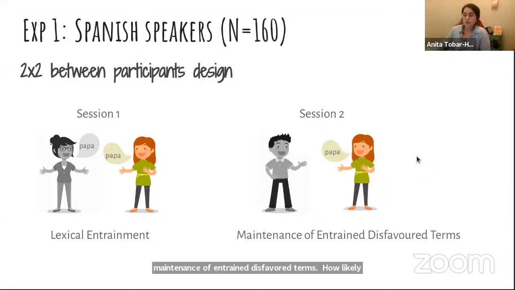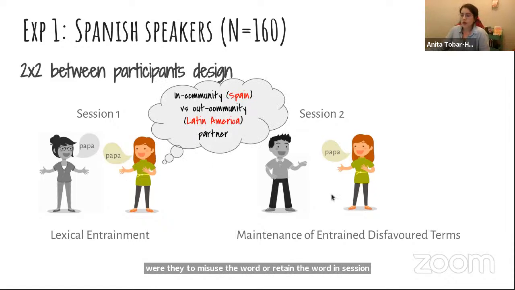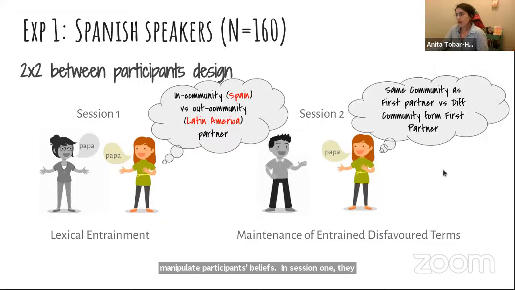We used a 2x2 between-participants design to manipulate participants' beliefs about their partners' communities in each session. In session 1, participants thought they were interacting with either an in-community partner from Spain, because participants were from Spain, or an out-community partner from Latin America. In the second session, participants thought they were interacting with either a partner from the same community as the first partner, or from a different community from the first partner.